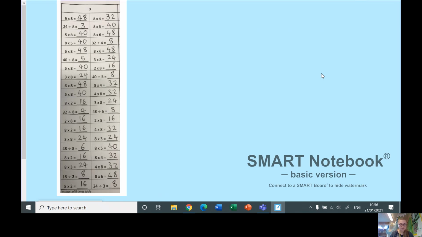3 times 8 is 24. 48 divided by 6 is 8. 2 times 8 is 16. 4 times 8 is 32. 8 times 3 is 24. 8 times 5 is 40. 8 times 4 is 32. 4 times 8 is 32. 8 times 6 is 48. 24 divided by 3 is 8.